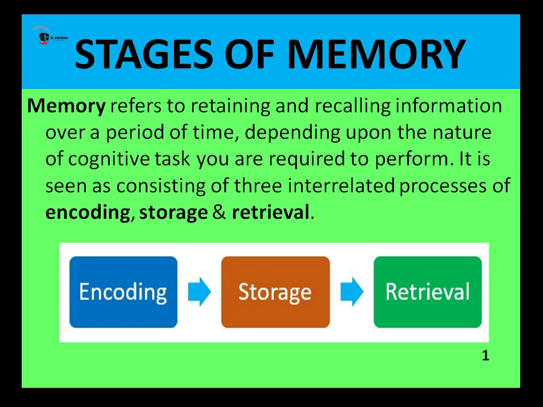So basically, this was all about what is memory and what are those three important interrelated stages, and how the information, when it comes in, has to go through these three stages, only then can one actually use it. So this was all about memory and the stages of memory.